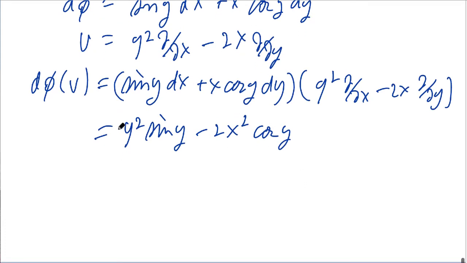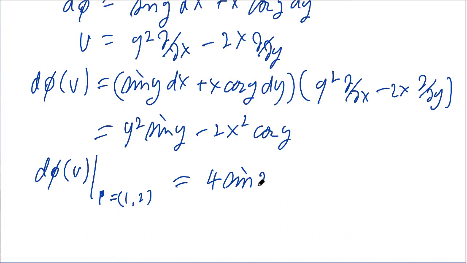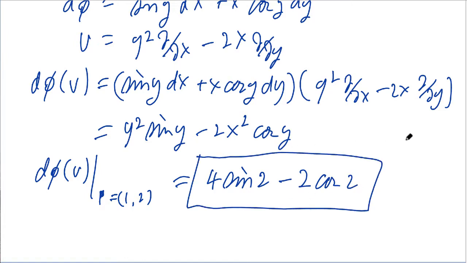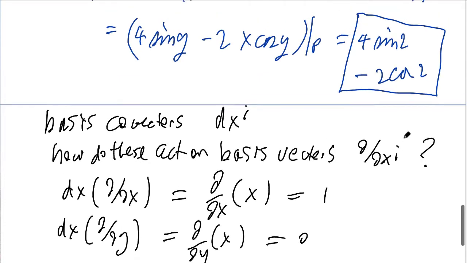Okay, the way I've written it here, it's really a covector field acting on a vector field. So it actually gives us one number for every point in the space. But if we want to evaluate this at our point P, which was (1, 2), that's y squared, it would be 4 times sine of y, that's sine of 2, minus 2 times 1 squared is 2 times cosine of 2. So here's our answer, and it should be the same if we check here.